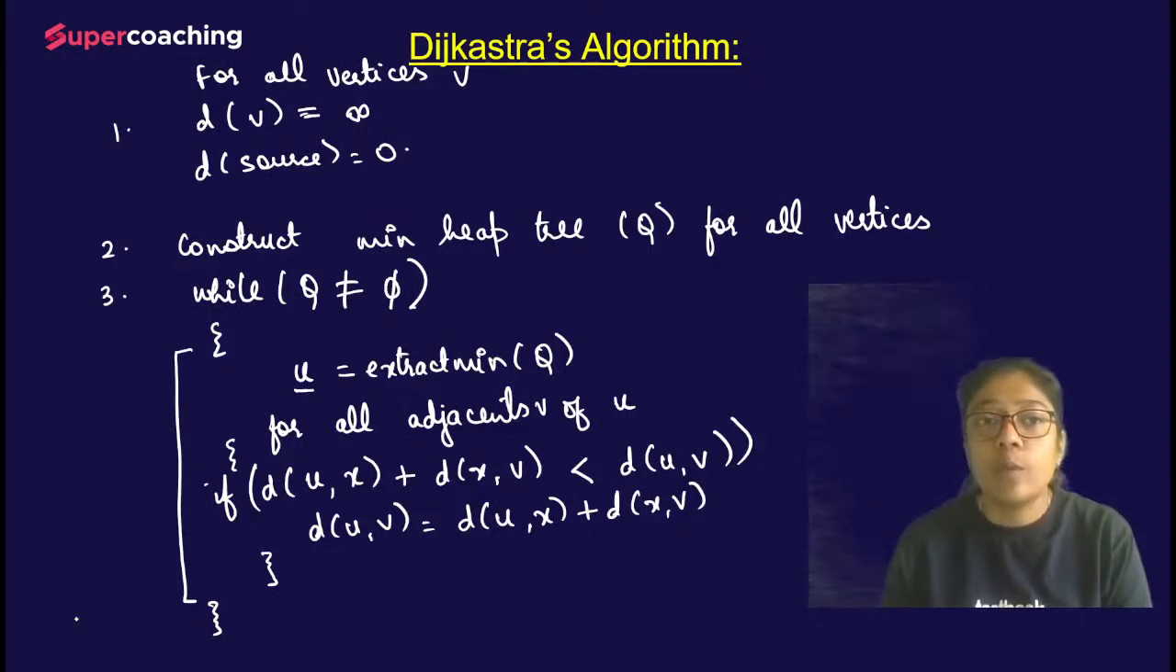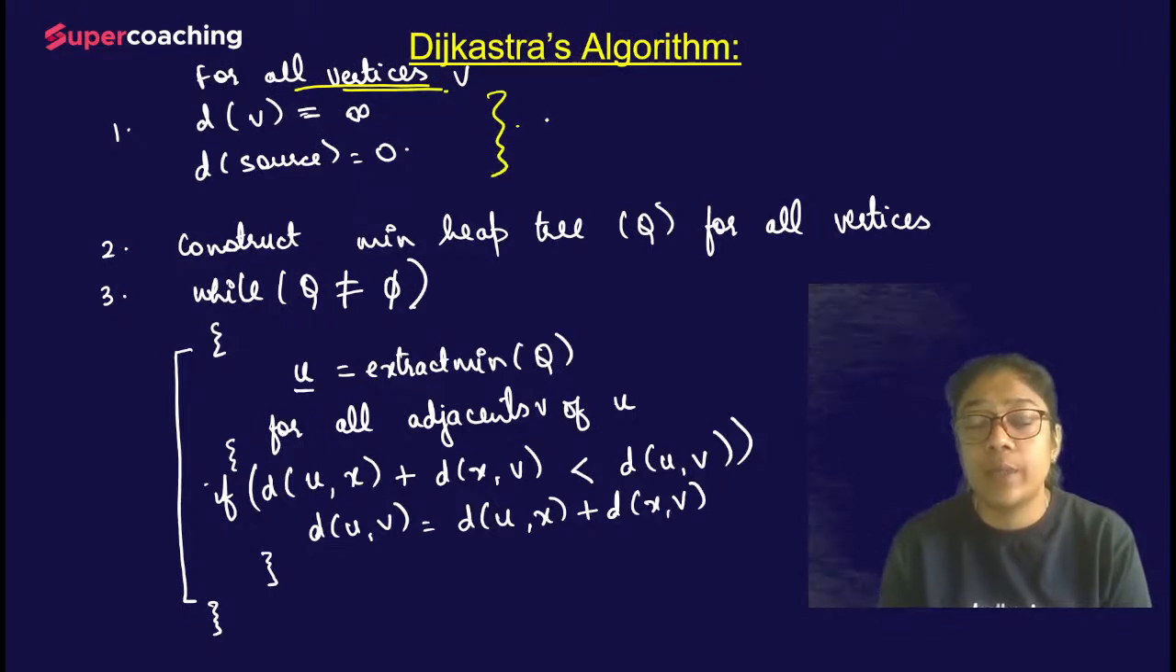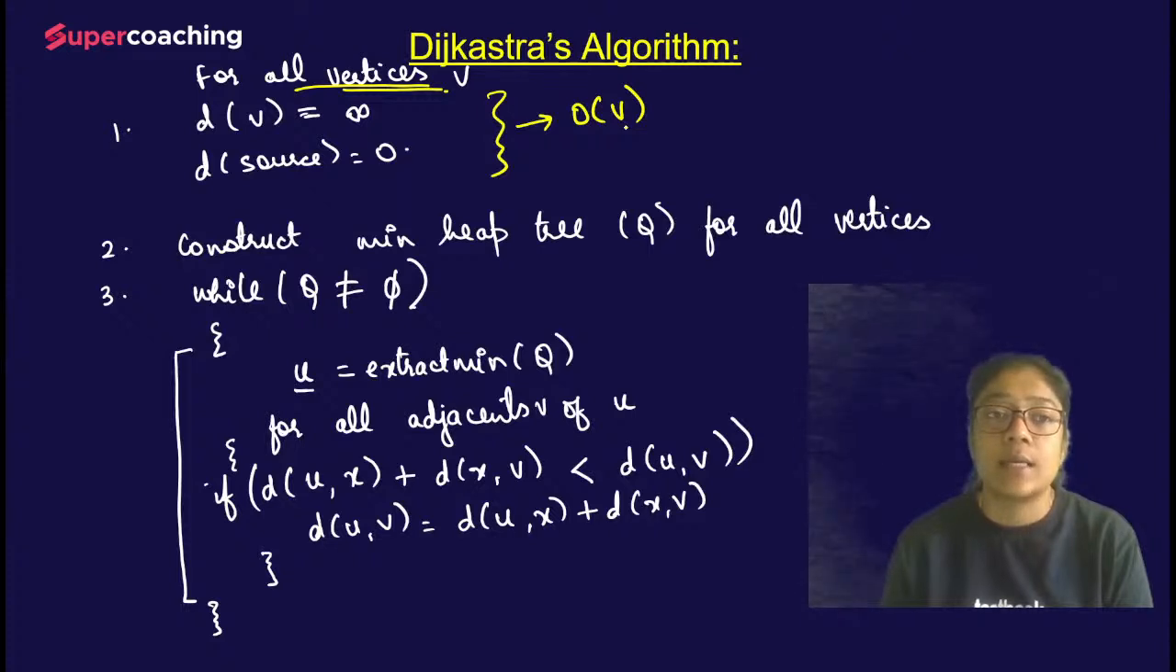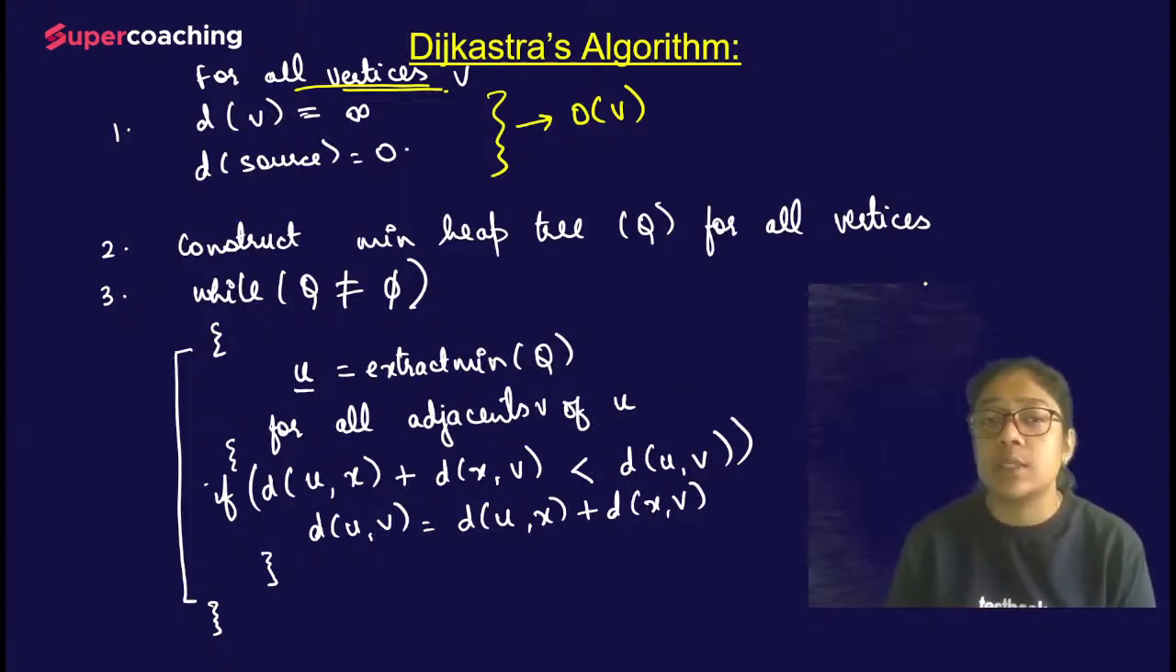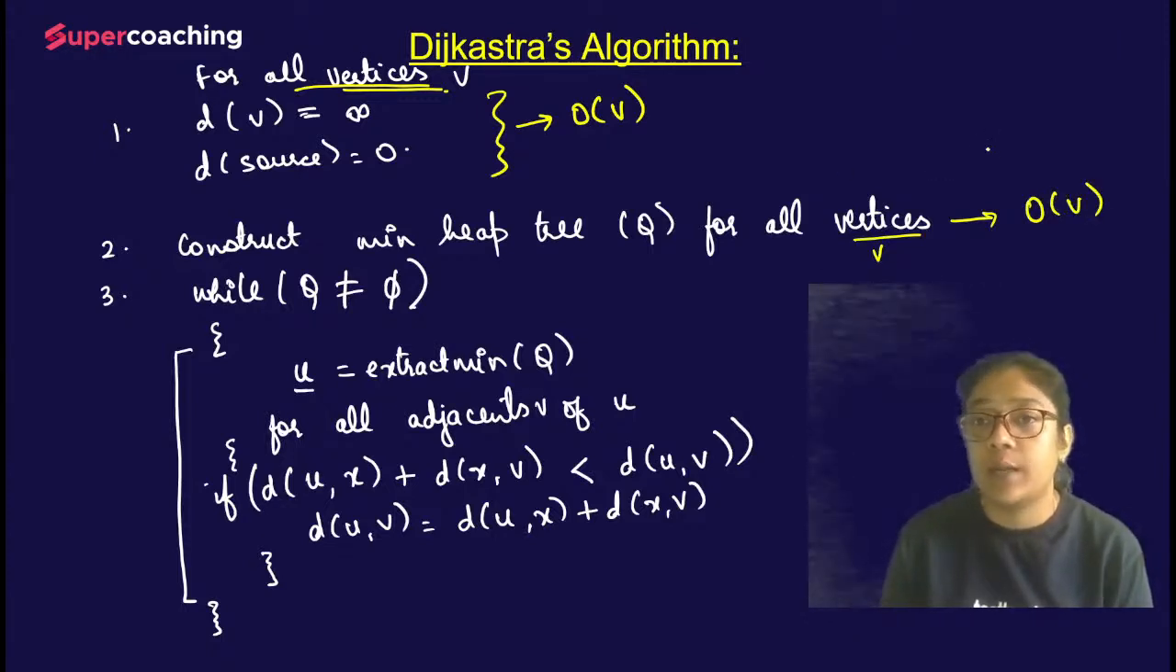What will be the time complexity? In the first case, we are saying that for all the vertices of the graph, for all of them we have assigned some initial value, so this will be taking order of V. This was the same as that in Prim's algorithm. Then next one is construct min heap tree for all the vertices. Number of vertices will be V. So this build heap method will be taking order of V. Order of n is the time complexity for build heap method. So I'm assuming that the min heap tree is constructed using the build heap method.